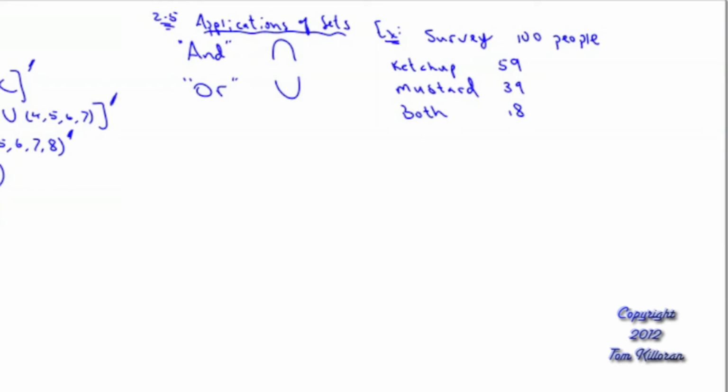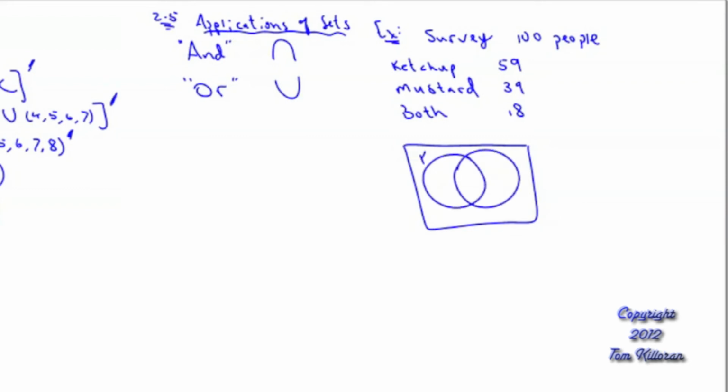All right. The problem is, if I ask how many people just use ketchup, they didn't mix the ketchup and the mustard on their hot dog. You can't tell just by looking at 59, because 59 means they put ketchup on their hot dog, but they could have put a ton of other stuff on there. So we're going to use a Venn diagram to break it up. There's only 2 things going on here. We have ketchup and mustard.